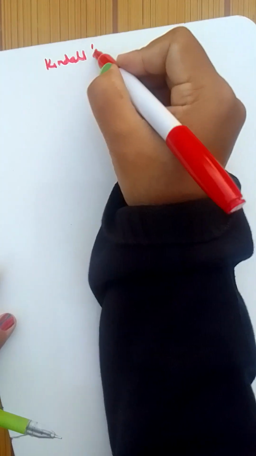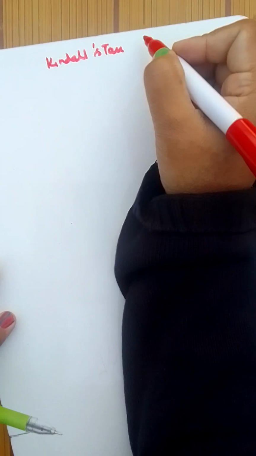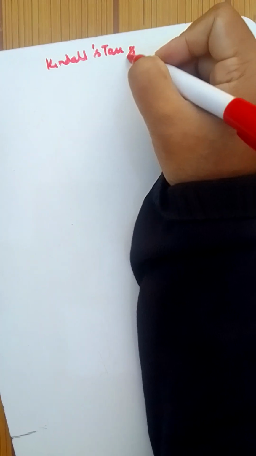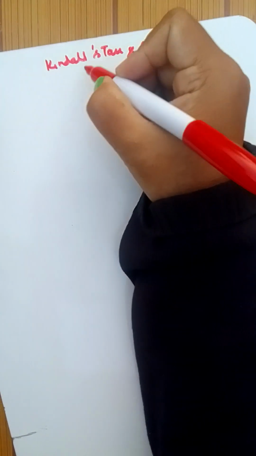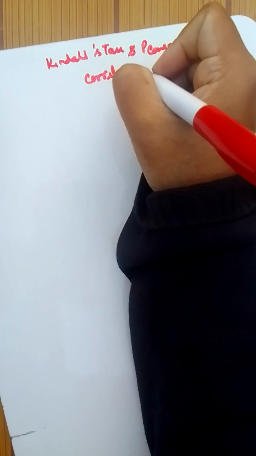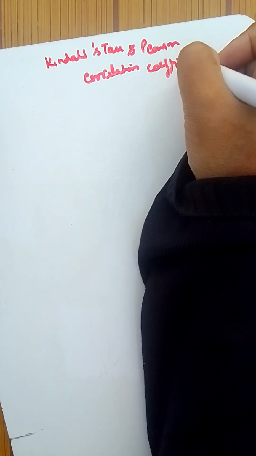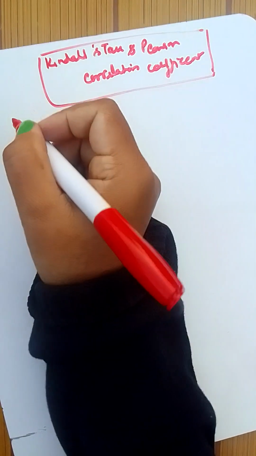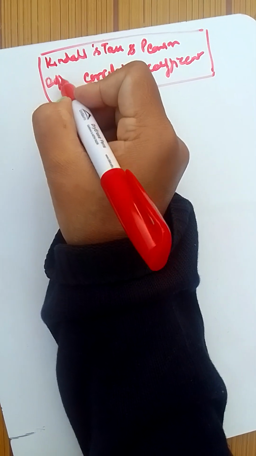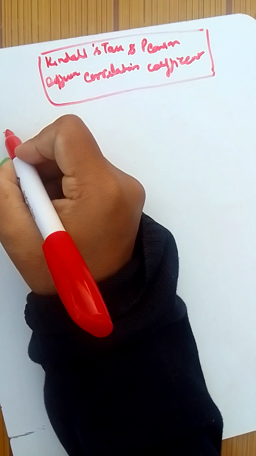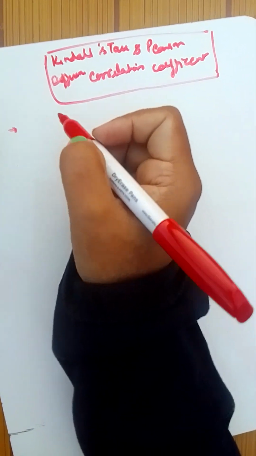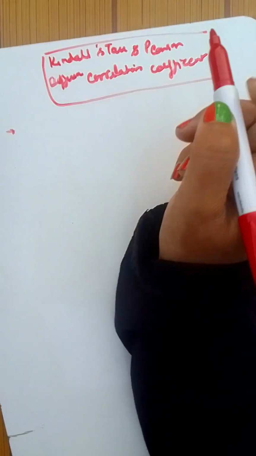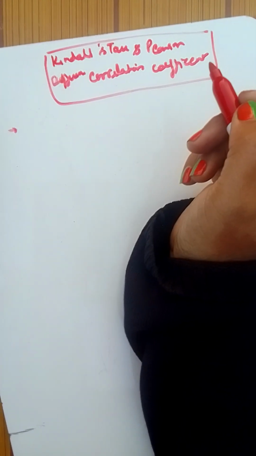Fine. Look, I'll give you one rough example of the Kendall correlation coefficient here. Kendall's tau and Pearson correlation coefficient, the difference. So what is the difference between Pearson correlation and Kendall's tau? I'll teach you in this particular video.